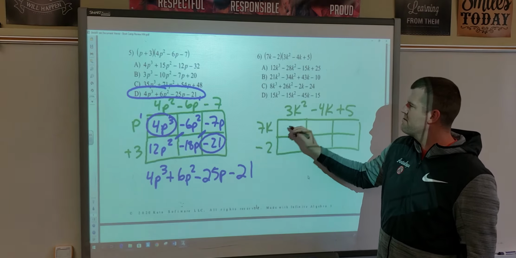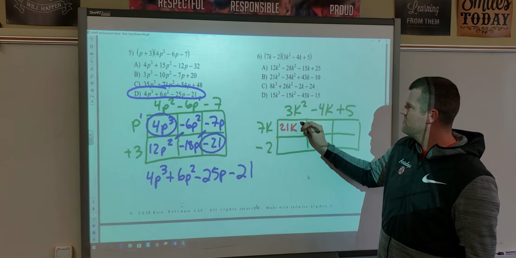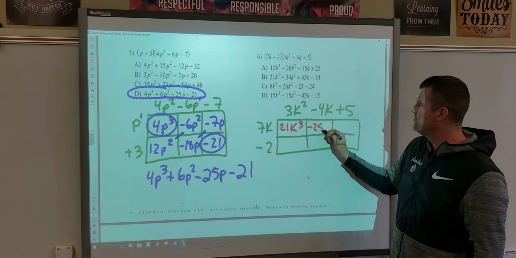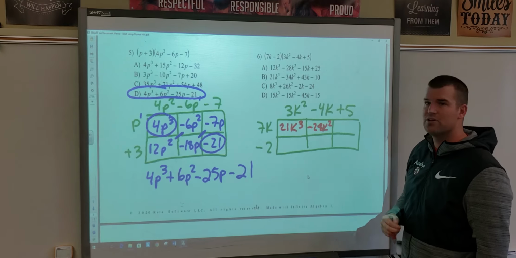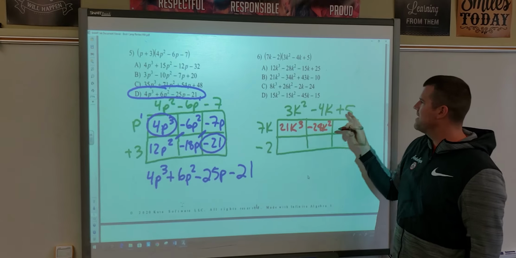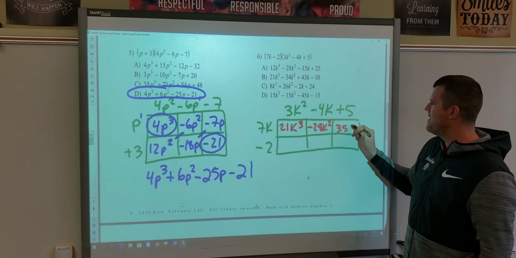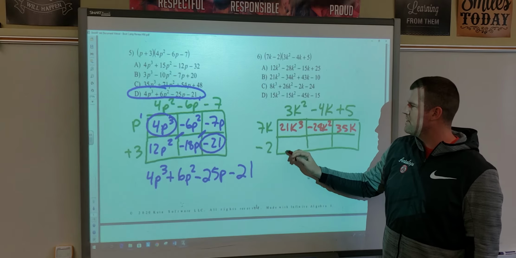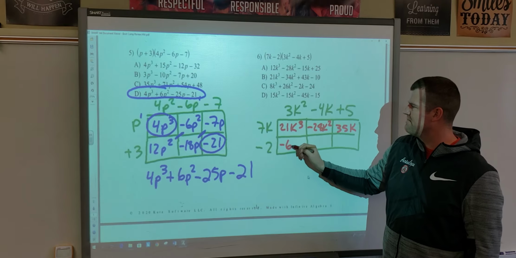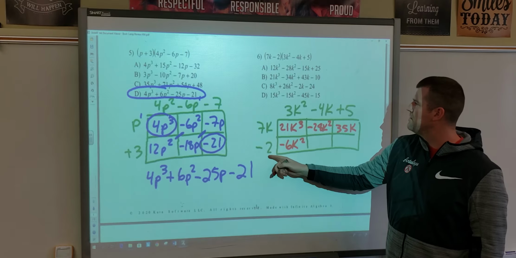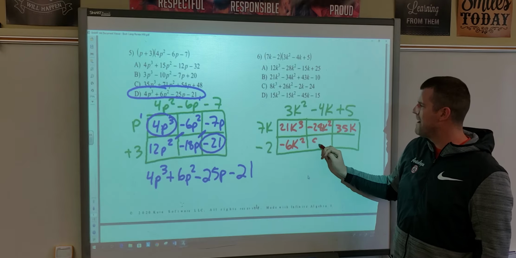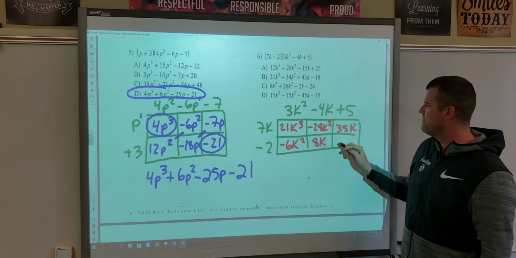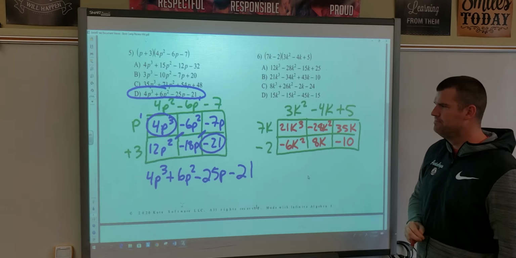7k times 3k squared is 21k to the third. 7k times negative 4k is negative 28k to the second, or k squared. 7k times 5 is 35k. Continue on with the negative 2. So negative 2 times 3k squared is negative 6k squared. Negative times negative will give me a positive 8k. And then negative 2 times 5 will give me a negative 10.